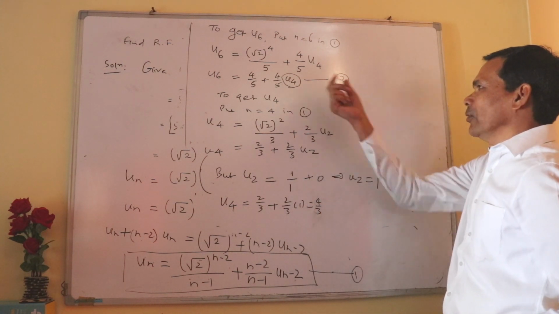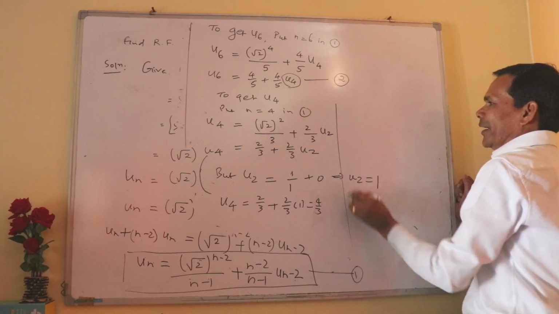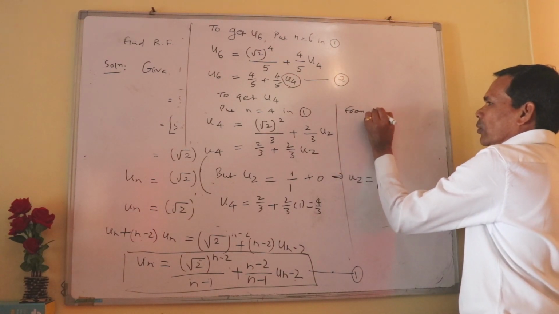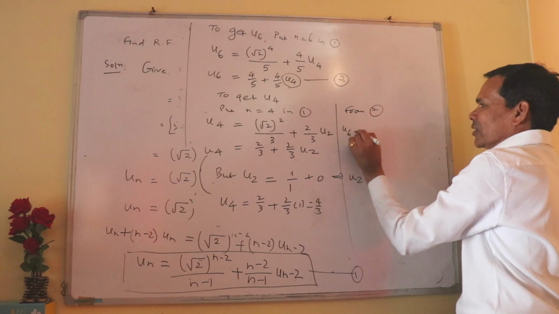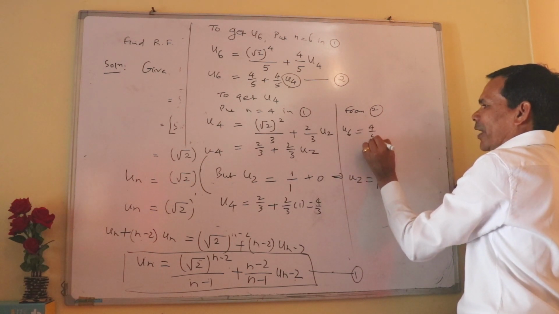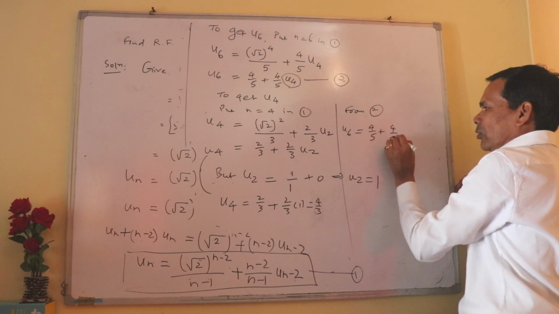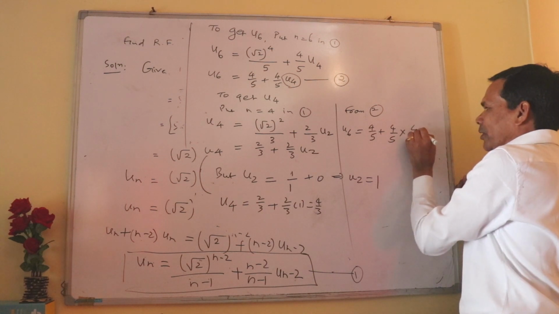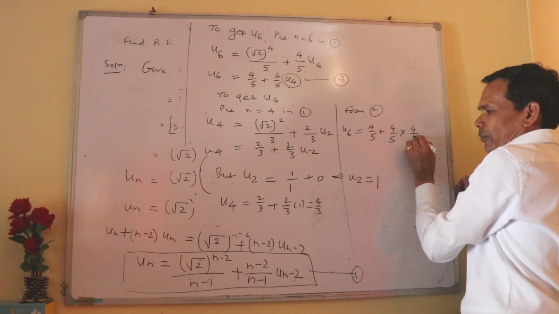Now substitute this value in 2. So from 2 you are getting U6 is equal to 4 by 5 plus 4 by 5 into U4, which is 4 by 3.